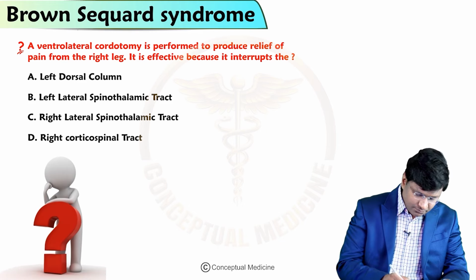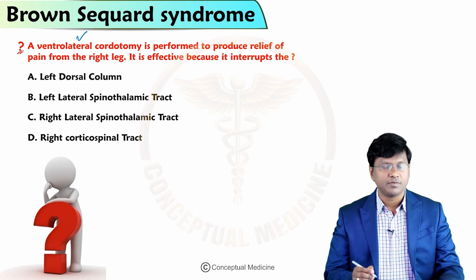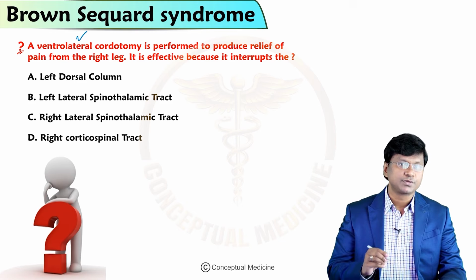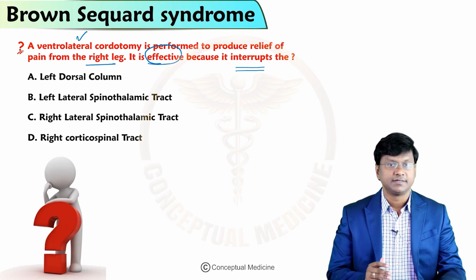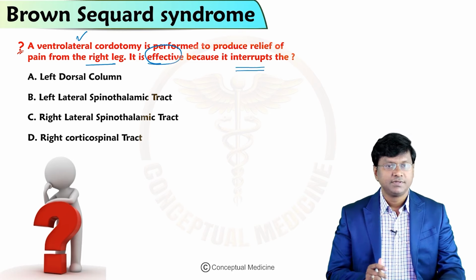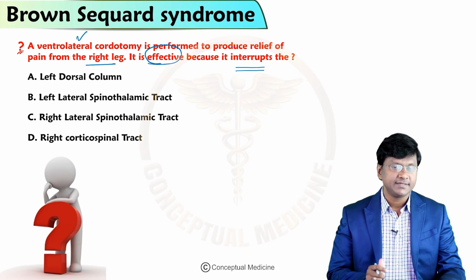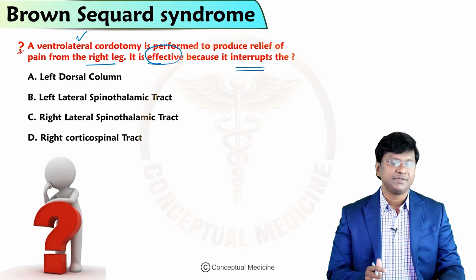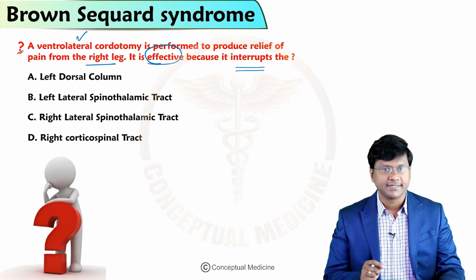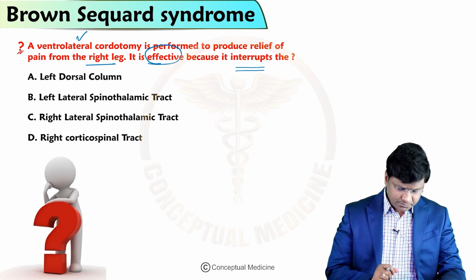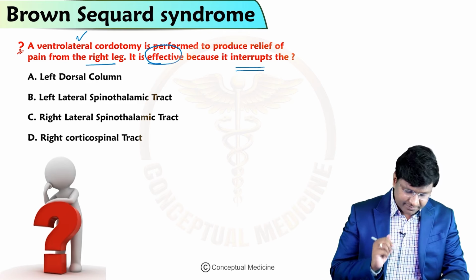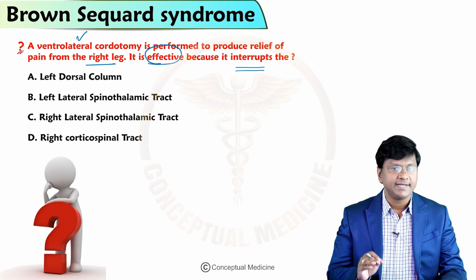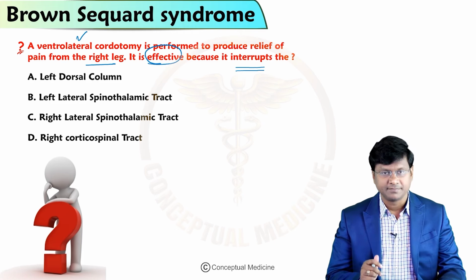Next, a ventrolateral cordotomy is performed to produce relief of pain from the right leg. It is effective because it interrupts the left dorsal column, left lateral spinothalamic tract, right lateral spinothalamic tract, right corticospinal tract. So a ventrolateral cordotomy is done to produce the relief of pain from the right leg. So on the right leg you want the relief of pain.